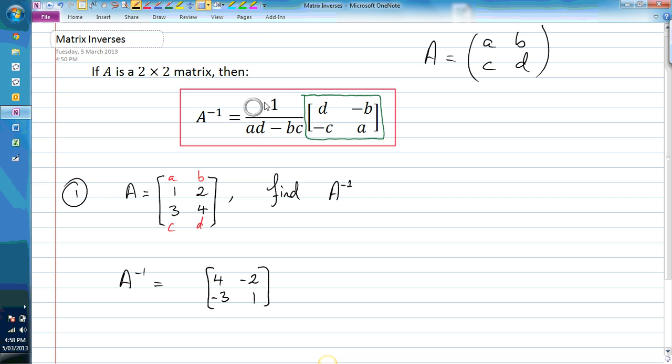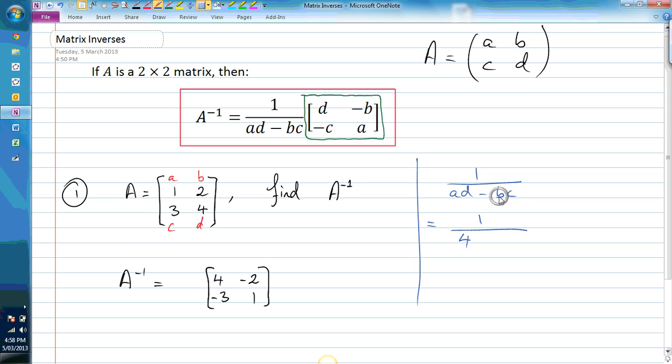Now it looks quite large, but it's in fact just a constant, a scalar value, 1 on AD minus BC. This is just going to come up with a number, and when I'm calculating this, I sometimes just like to go to the side to work it out. So let's have a look at what this is going to be. 1 on AD minus BC. AD, well, that's A times D. A is 1, D is 4, so A times D is 1 times 4, which is 4.